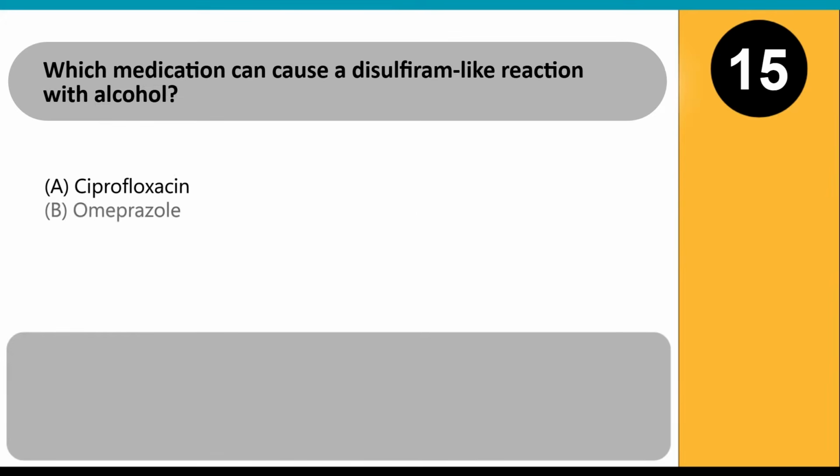Which medication can cause a disulfiram-like reaction with alcohol? A. Ciprofloxacin. B.